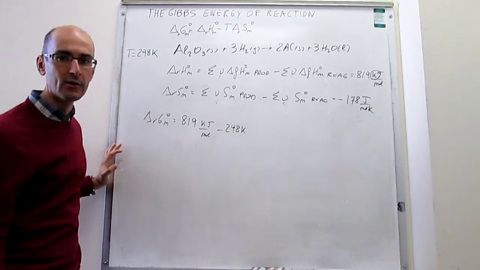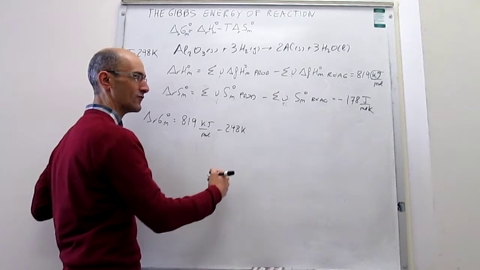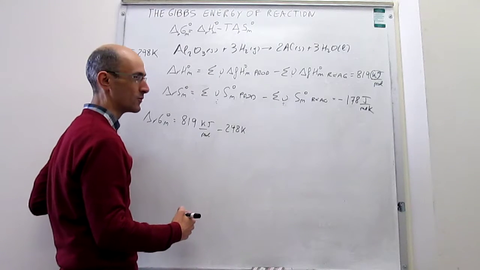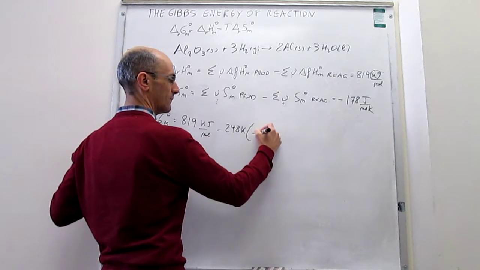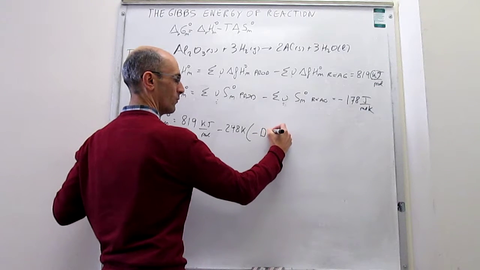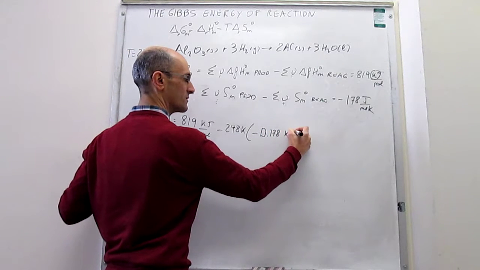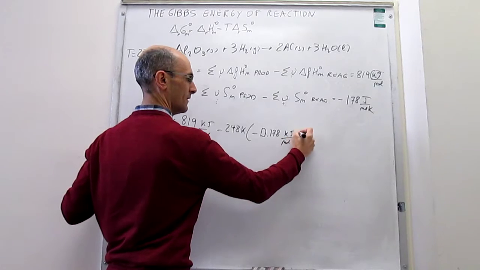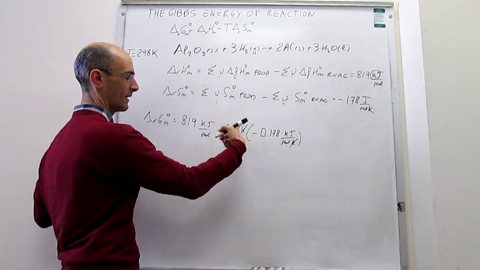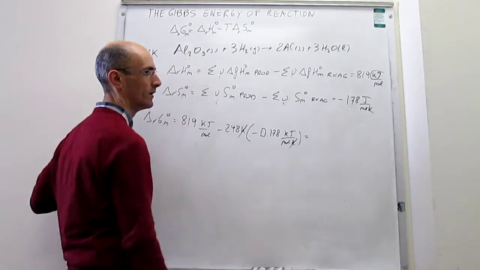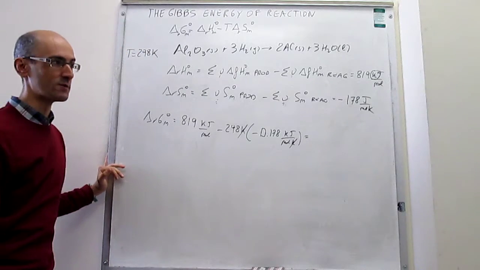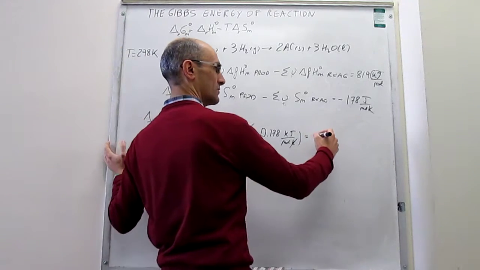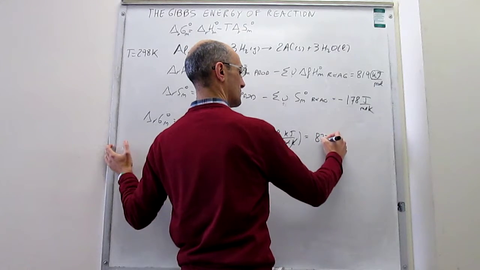So what I prefer to do is to transform the entropy to kilojoules per mole Kelvin. So that would be minus 0.178 kilojoules per mole Kelvin. Now this Kelvin cancels with that Kelvin, and then everything that you get out here will be in the form of kilojoules per mole. That calculation gives a number of 872 kilojoules per mole.